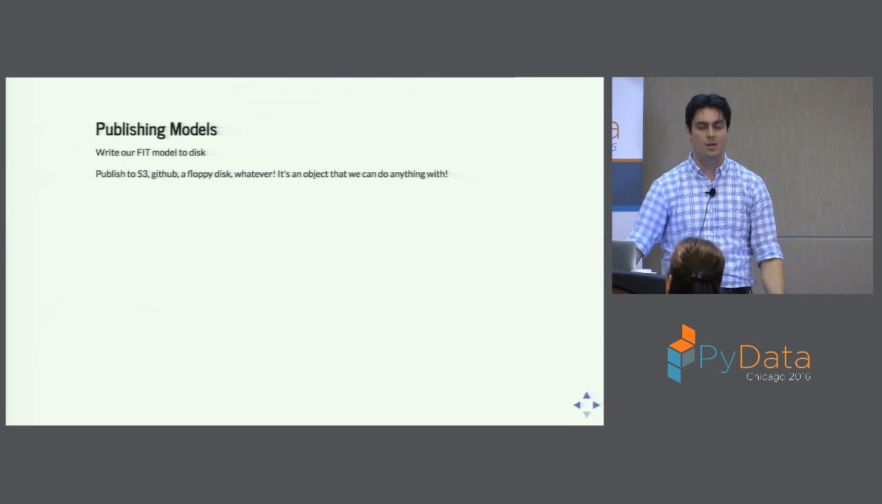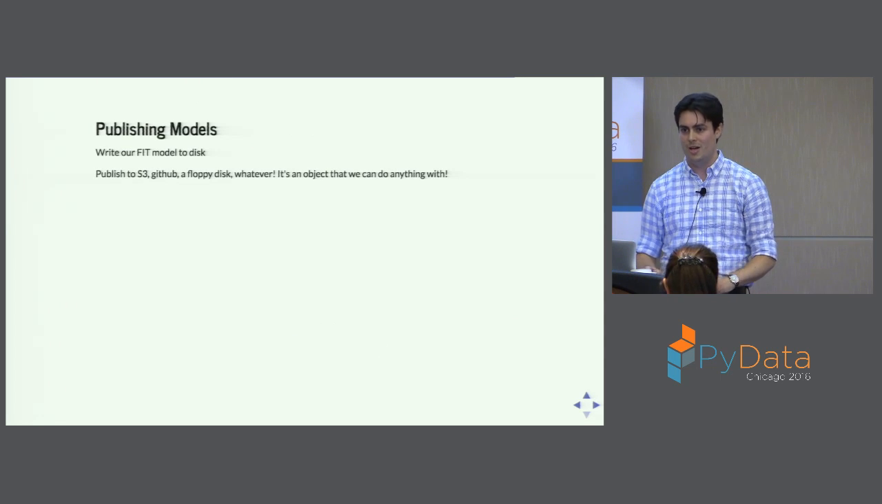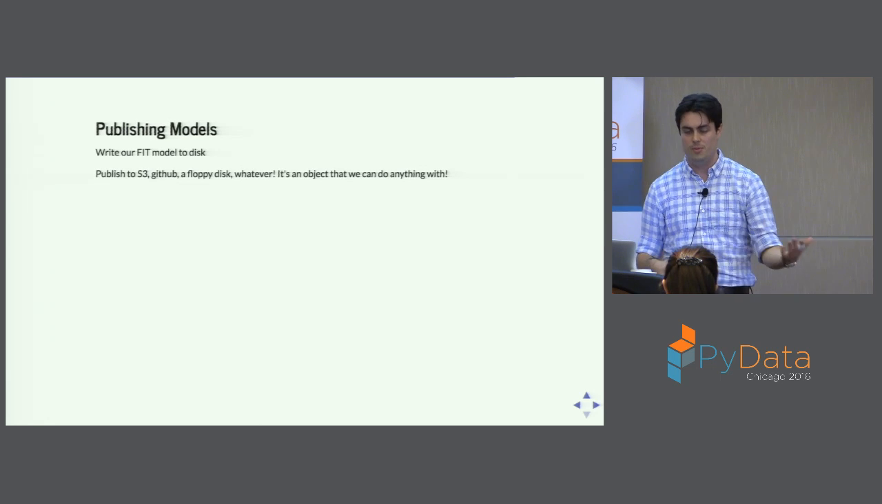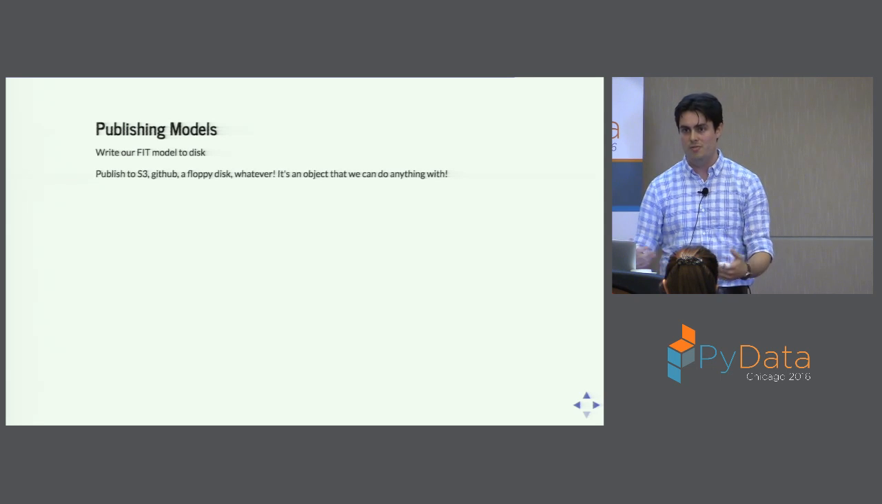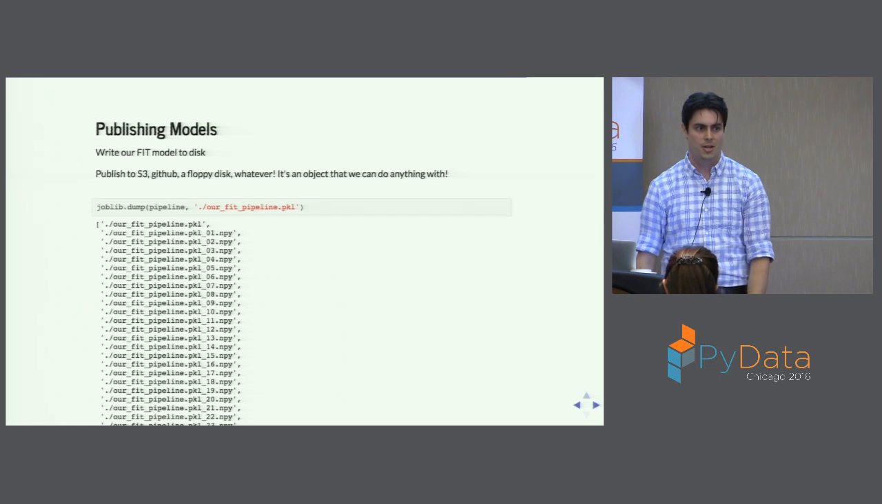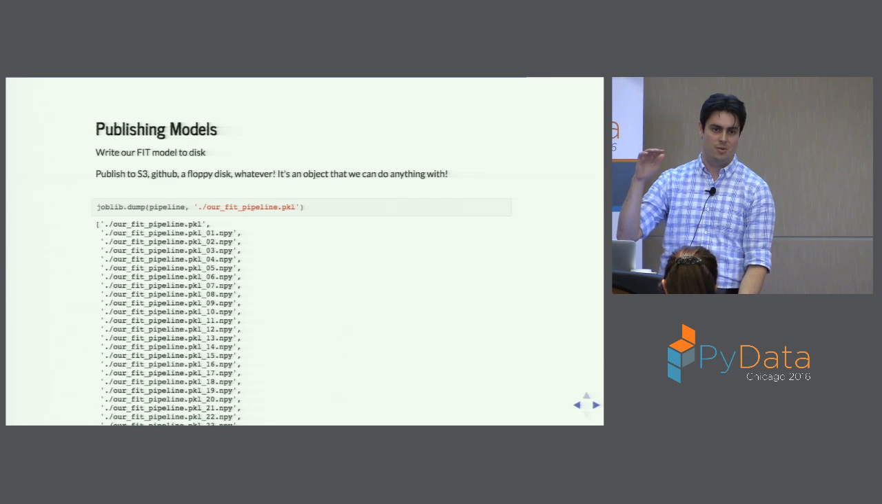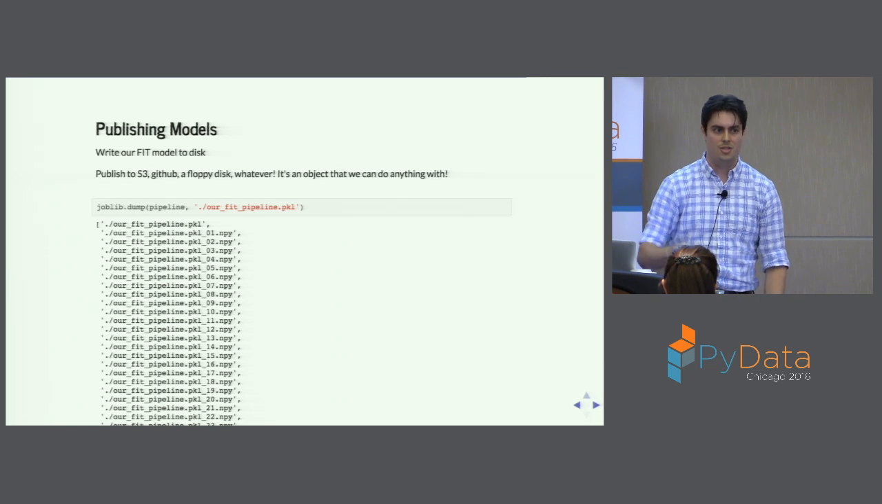Cool, publishing models. So we've done all this model development. I'm not running out of time totally, but we're kind of getting there. You want to publish this model. Maybe you have a deployment process to S3, GitHub, maybe it's a floppy disk. You can just save this fit model object to disk. And it's really just joblib.dump, right? Pipeline, name of the thing you want to dump. It's going to write a bunch of files, because this is a random forest. You're going to treat that first pickled file, pkl, that's your main object.